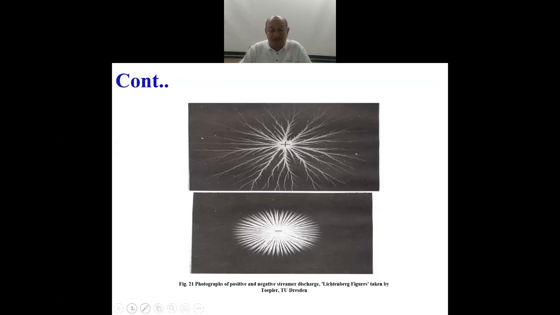So here you see the positive polarity and the negative polarity streamer developed at the tip of a rod electrode. These are known as Lichtenberg figures, for the first time documented by the scientist Lichtenberg. These photographs were taken by Terpler of TU Dresden in Germany. The above one is the positive polarity streamer corona, which extends more in the gap as explained, whereas the negative polarity streamer corona is more concentrated near the tip of the electrode. So these are two typical figures showing how streamer corona extends with the polarity.